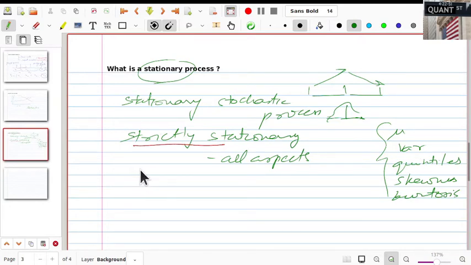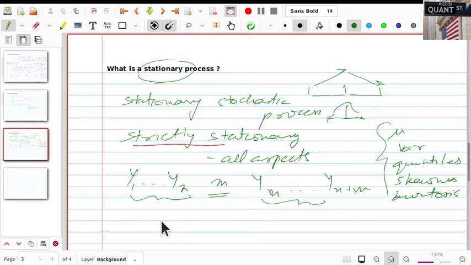If we shift on the time axis, so let's say we have observations y1 up to yn, and we jump by m time periods, so now we have ym to yn plus m observations, the distributional characteristics of this set of observations and that set should remain the same for all aspects of the distribution of the process. Then this process would be termed strictly stationary.